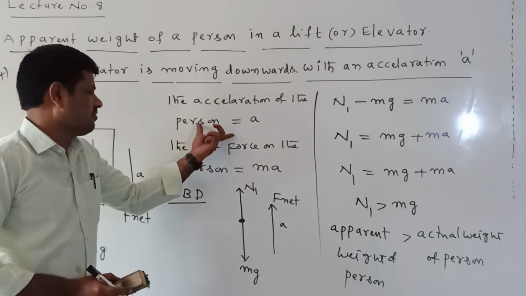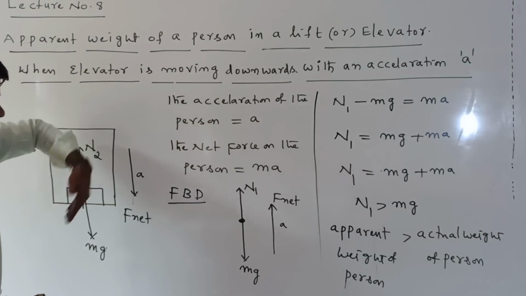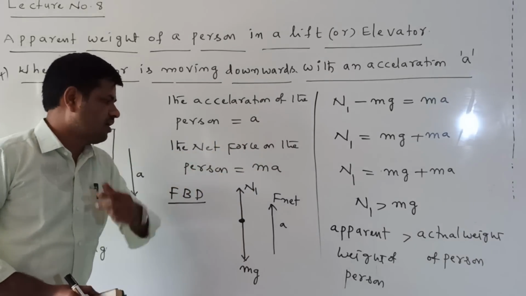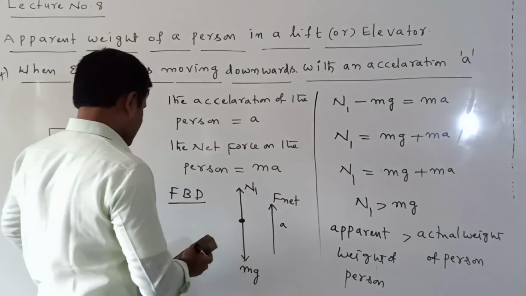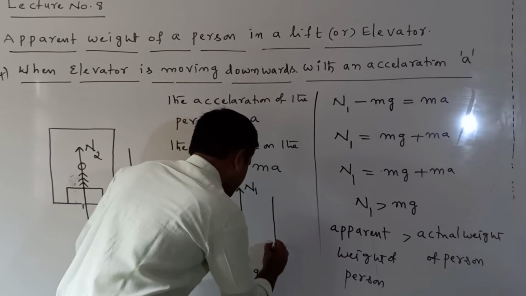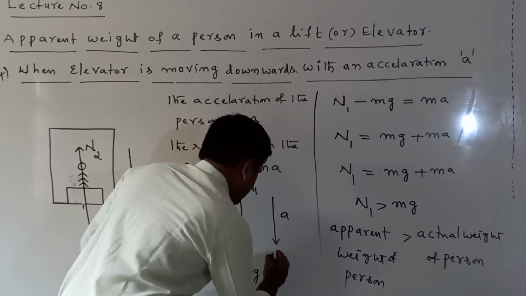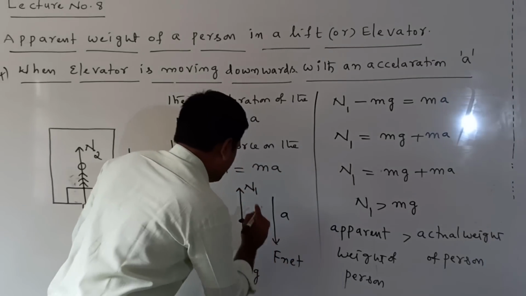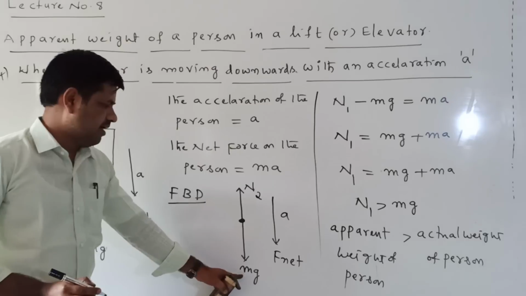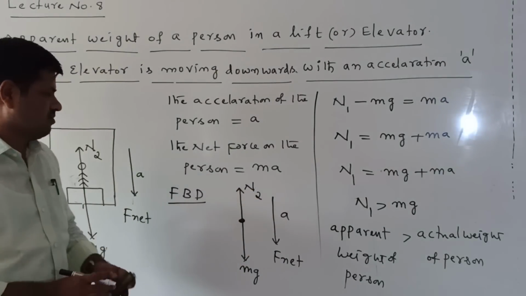Now the acceleration of the person is a, but in which direction is it acting? Downward direction. The net force on the person is also equal to ma. Acceleration in the downward direction means the net force is also in the downward direction. Here this is the normal reaction, which I am considering as N2, and mg. Acceleration is in the downward direction.